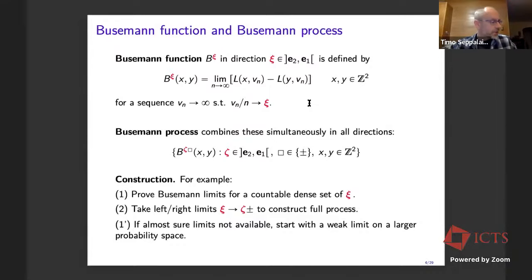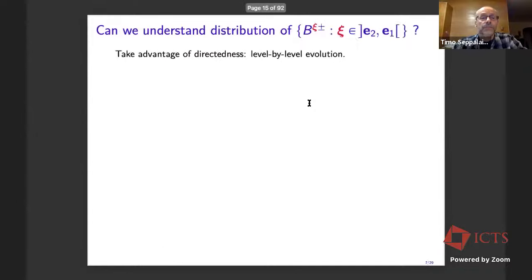Now, in order to turn it into a useful tool, we would want to understand something about the process, in particular its distribution. So let me show you how we can get a hold of, or at least try to get a hold of, the distribution of the Busemann process. The directedness is very useful here. And in fact, when we look at the Busemann process in a convenient way, it becomes a Markovian thing.